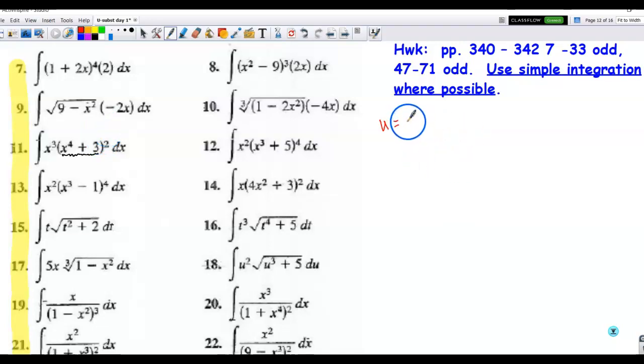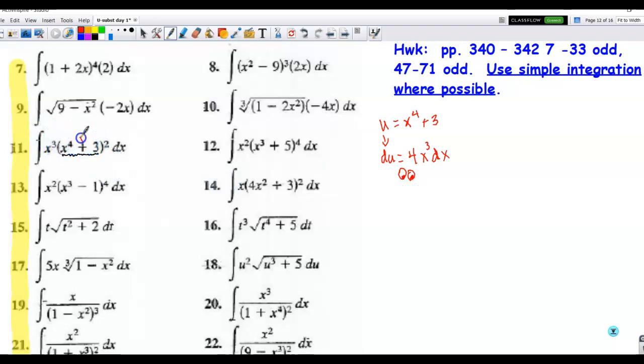I'm not going to do that. I think it's probably about the same either way in terms of the amount of work you're going to end up doing. Derivative of u is du. The derivative of x to the 4th is 4x cubed, and the derivative of 3 is 0. And there's my dx.